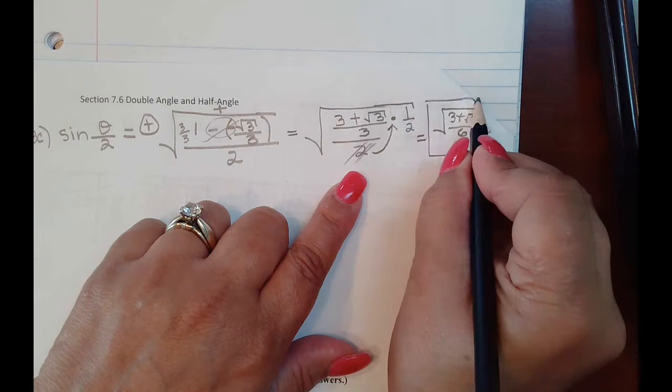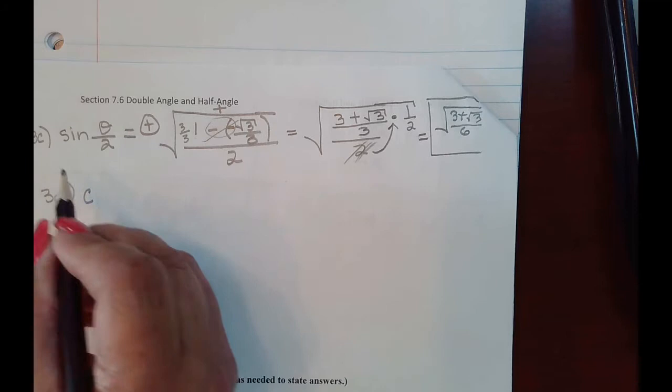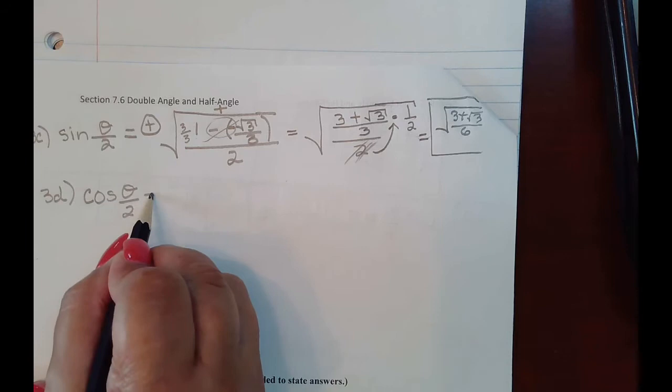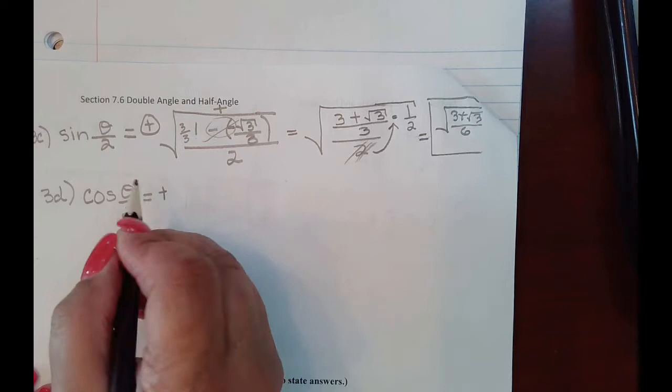Moving to part D. So in part D, we should work off of what we have already done for part C. Cosine of a half angle. We already talked about on the previous page how we would be choosing the plus sign again, because with that reasoning, we were between pi over 4 and pi over 2, where both sine and cosine are positive, so we'd pick the plus sign again.